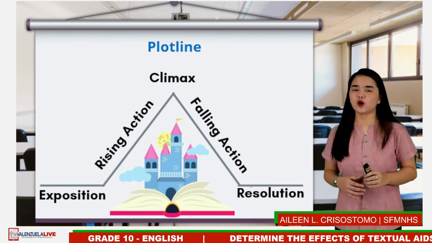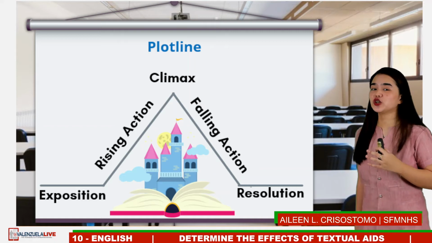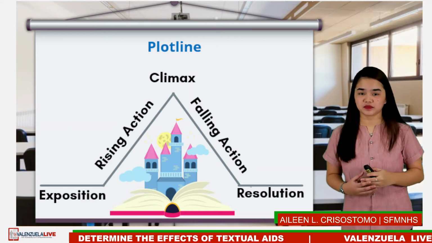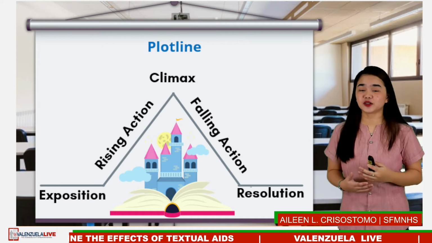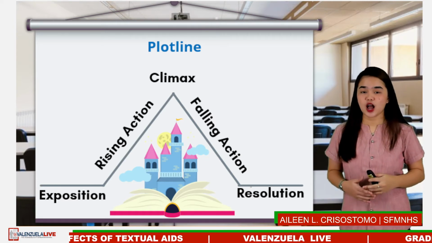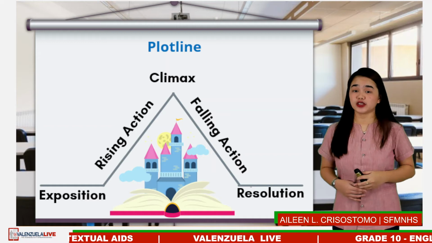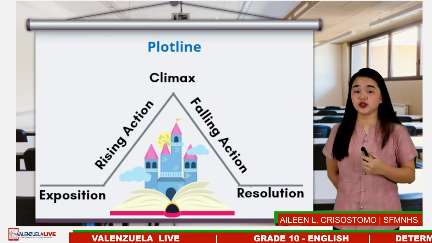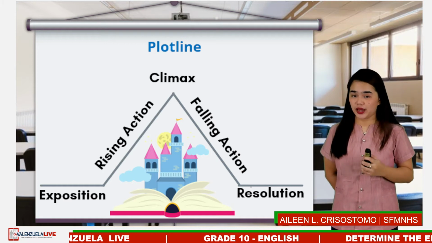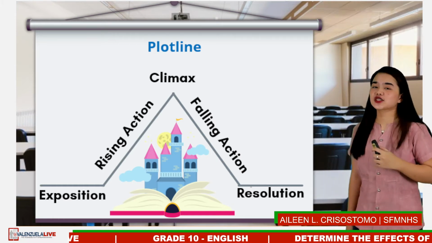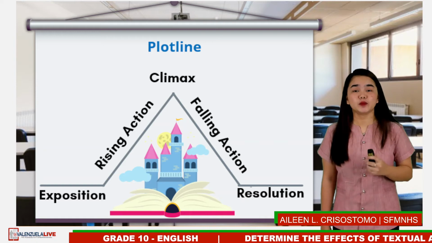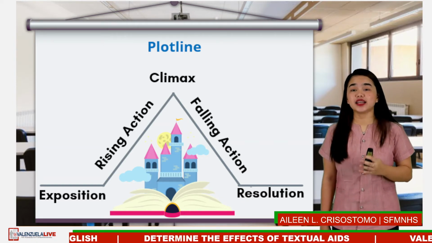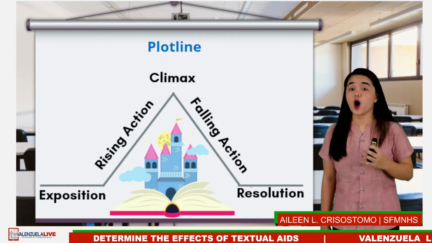Just a quick recall. Exposition usually occurs at the beginning of a short story. Here, the characters are introduced. We also learn about the setting of the story. Most importantly, we are introduced to the main conflict or the main problem. Rising action is the part of the story in which conflicts begin to develop. Also, building of interest or suspense occurs in this part.